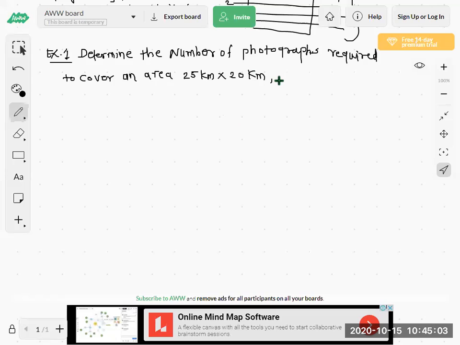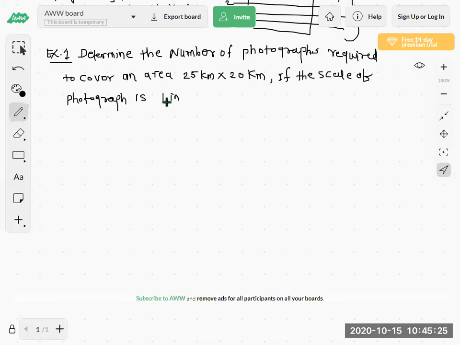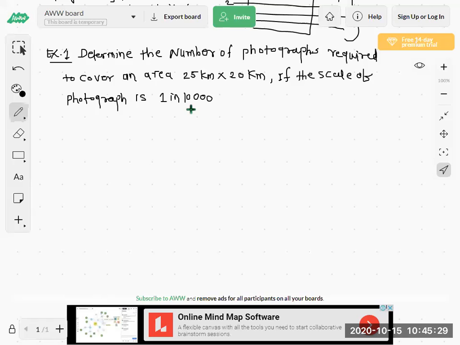if the scale of photograph is 1 in 10,000 and format is 230 by 230.